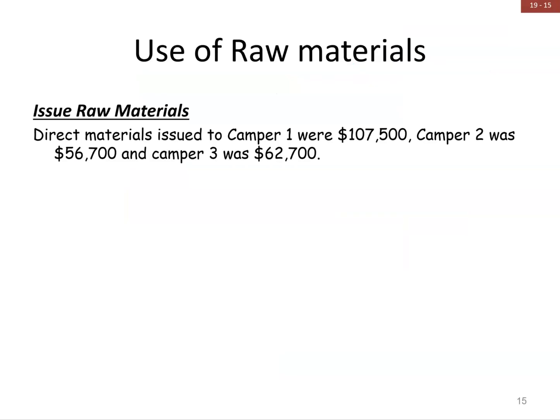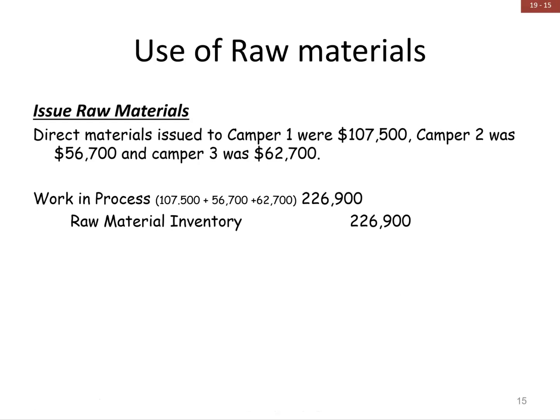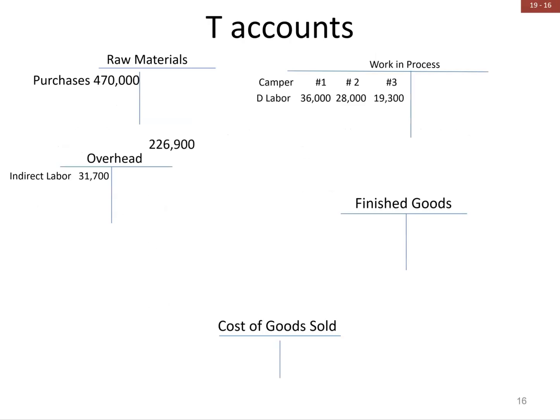Now let's go on to direct materials that were issued for each of the campers. Again, although each one we keep separately, when we do the journal, we add them all together for work in process, with the offset being raw materials inventory. And there you see the line item again. If you notice, it's by line.